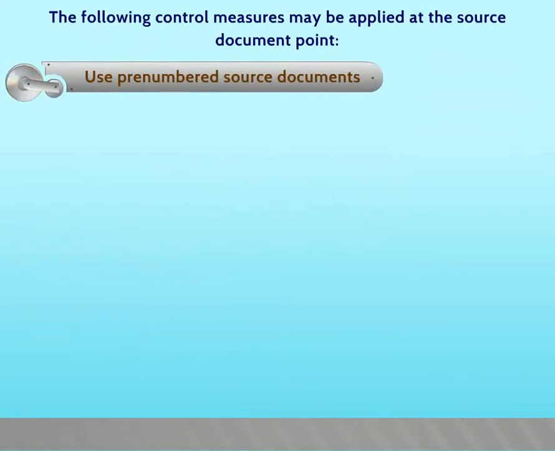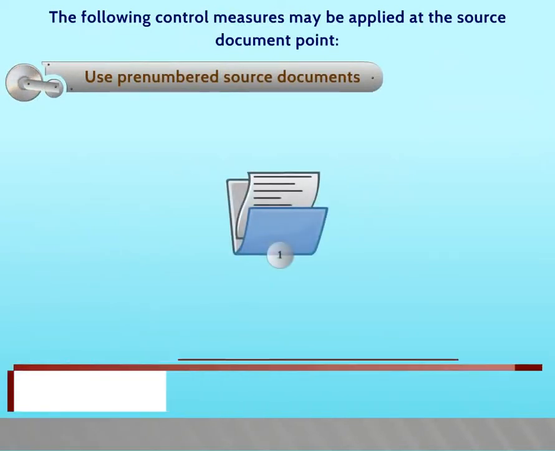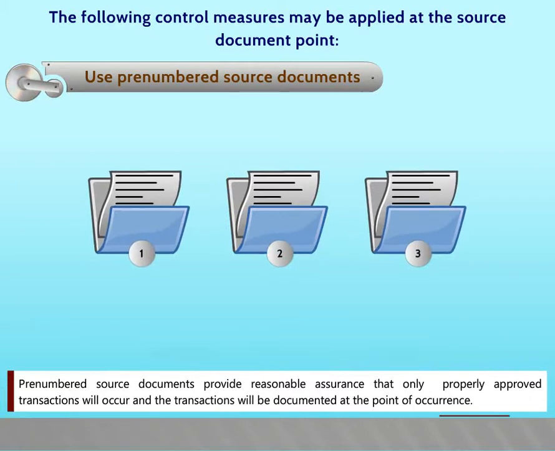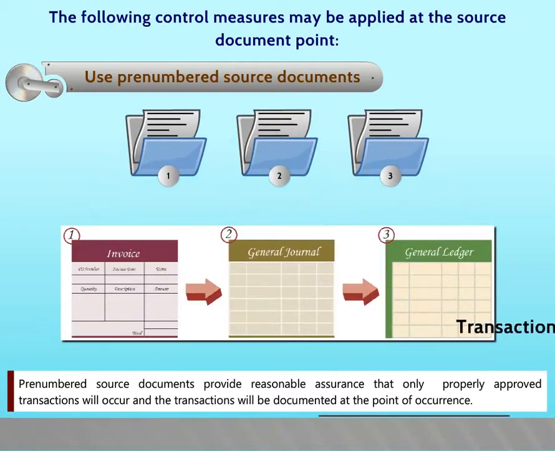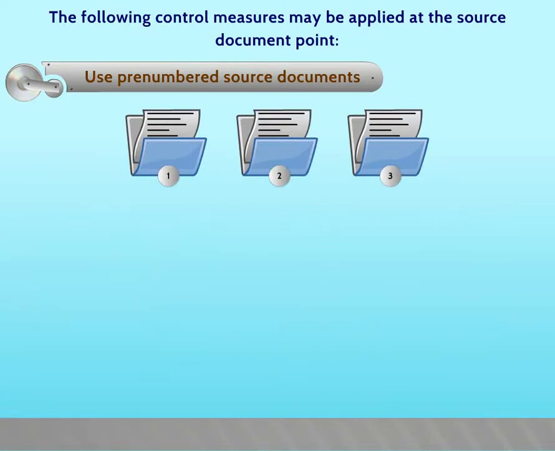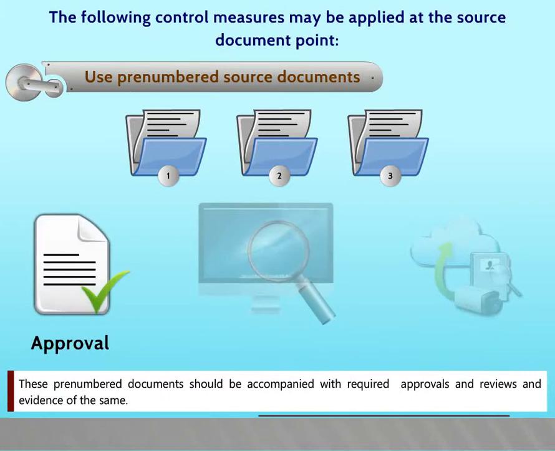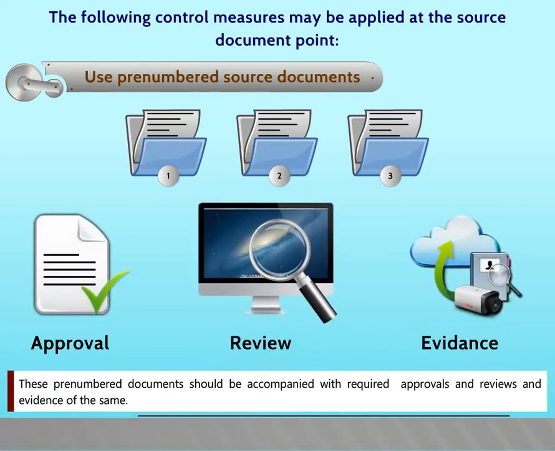Use pre-numbered source documents. Pre-numbered source documents provide reasonable assurance that only properly approved transactions will occur and the transactions will be documented at the point of occurrence. These pre-numbered documents should be accompanied with required approvals and reviews and evidence of the same.